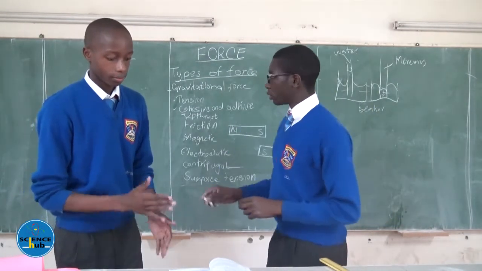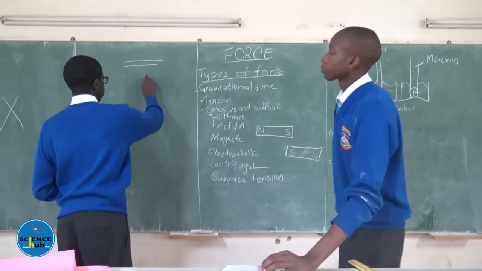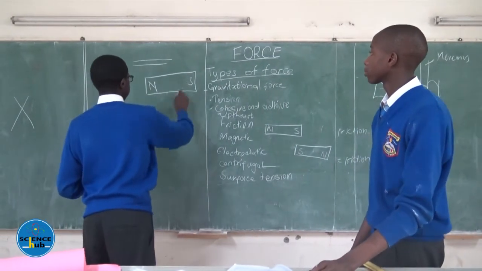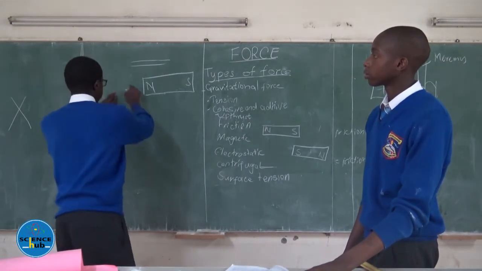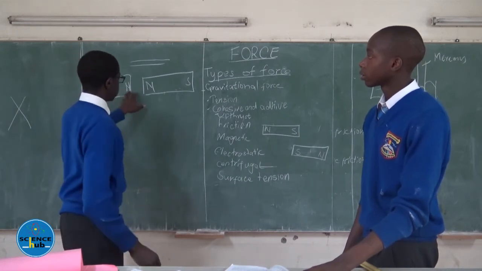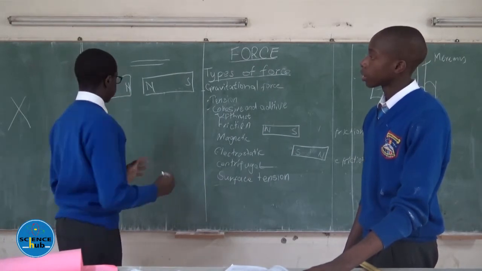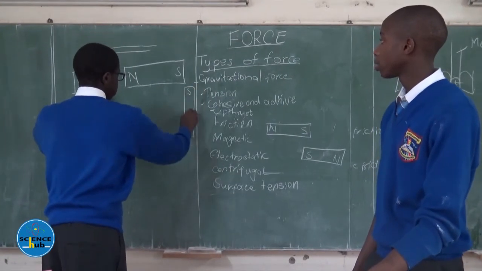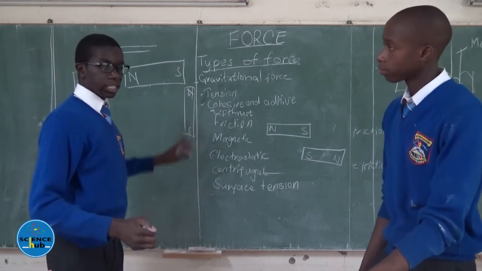An example, or a drawing of a magnet. A drawing of a magnet, now it has this feature, north and south. When you try to bring another magnet of north and south, meaning that you're trying to bring the North Pole and the North Pole together, they will repel. But when you try to bring the North Pole to the South Pole, you'll realize that they attract.